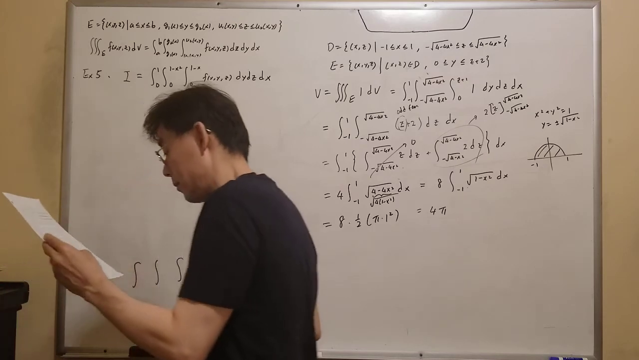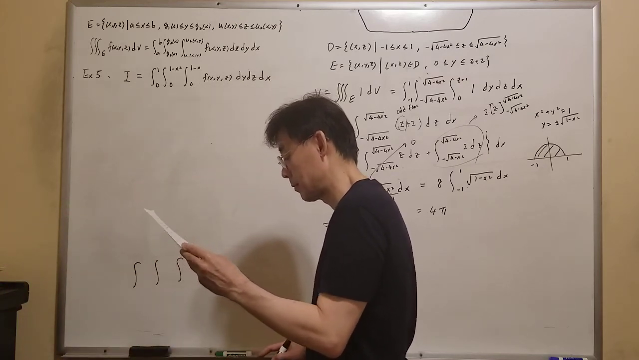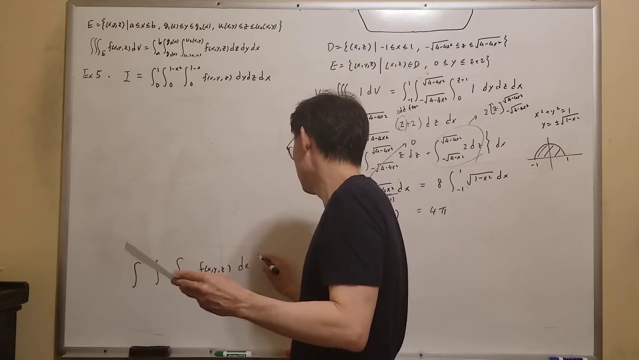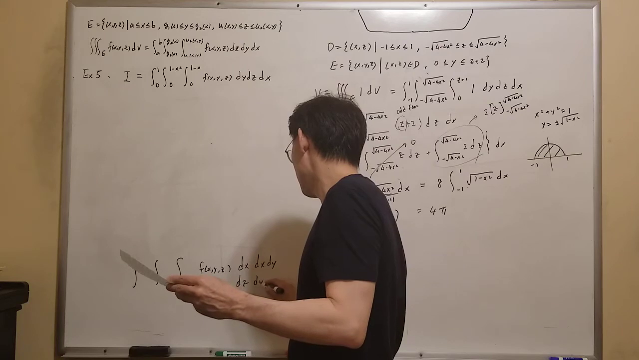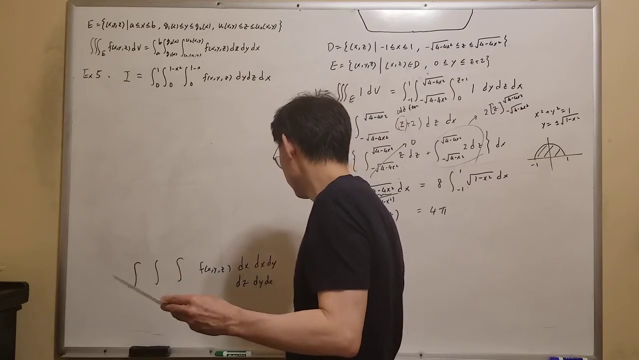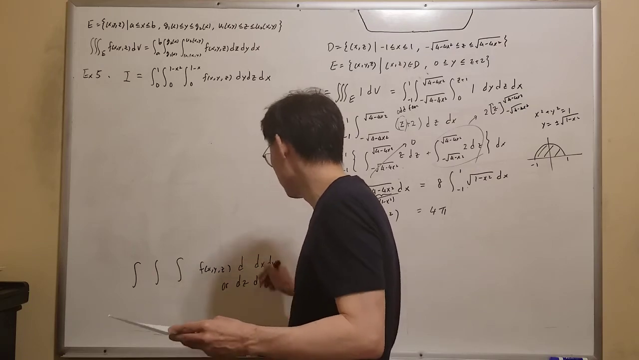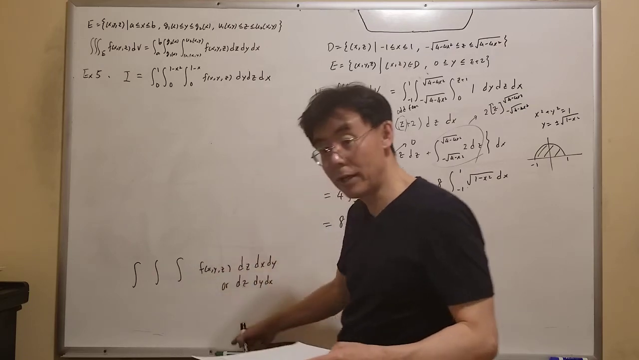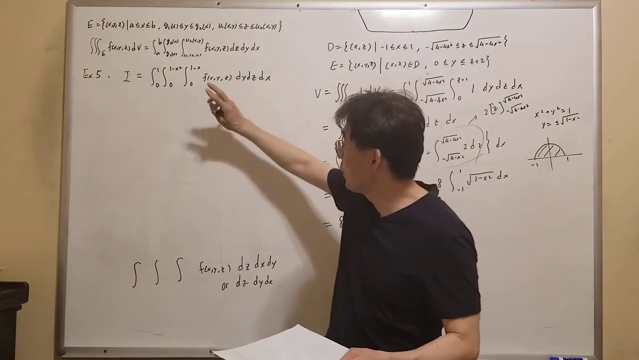Type 1. Okay? dz, dx, dy, or dz, dy, dx. One of those. This is type 1 in 3D, right? We want to write it in one of those, so we have to change the order.